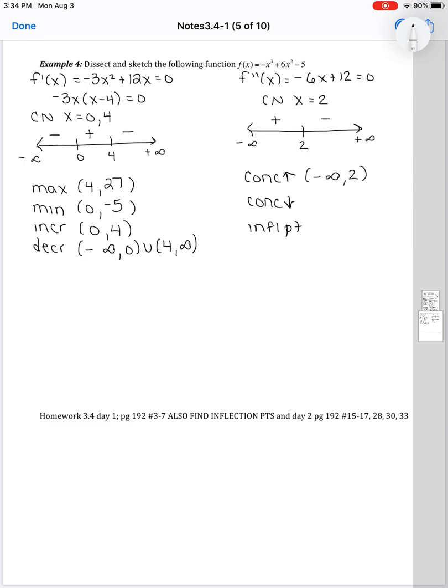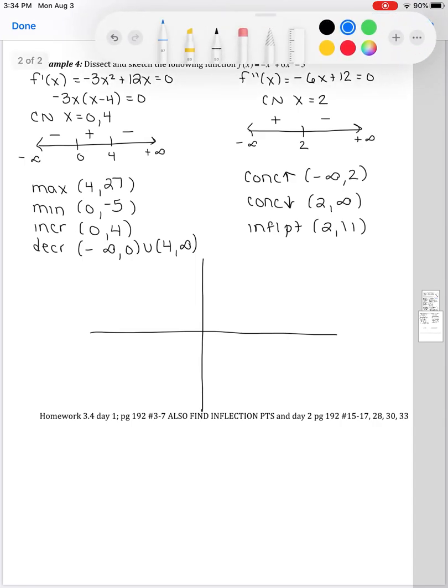And when I test, I get a positive and a negative. Remember, you're testing in the second derivative. So concave up is negative infinity to 2. Concave down is 2 to infinity. And there is a sign change at 2, so that is an inflection point. So I plug that into the original, and I get 11. So now we've collected all our data.